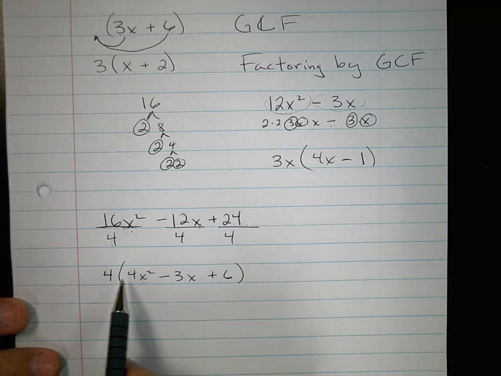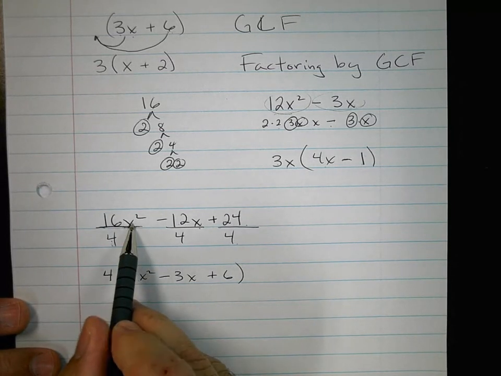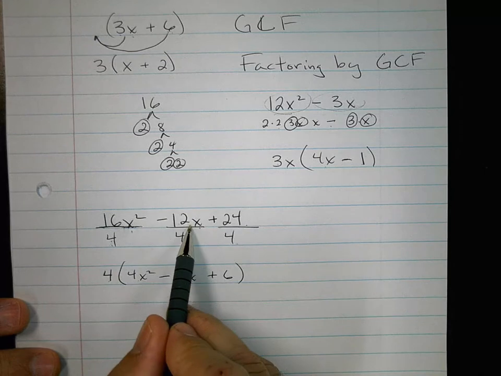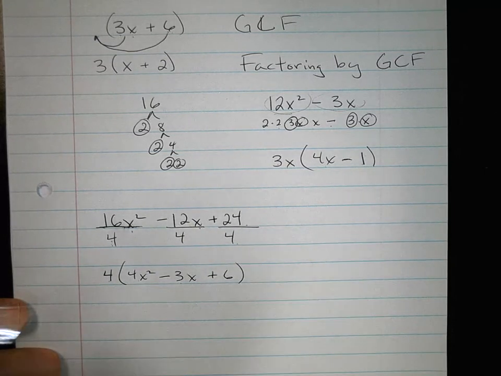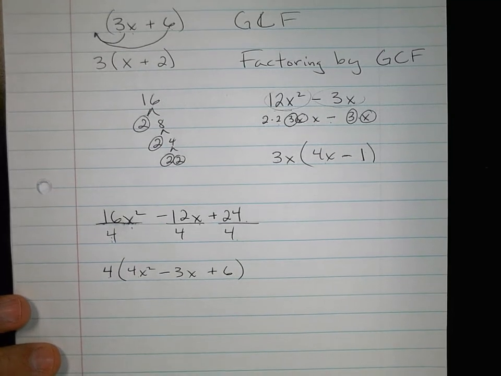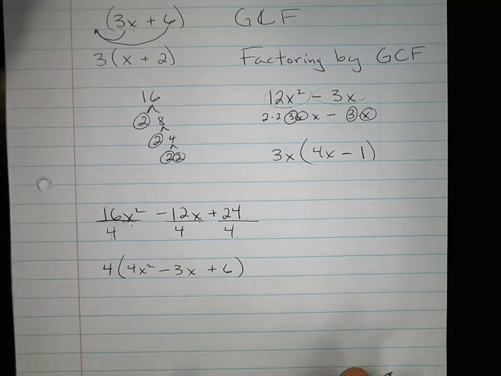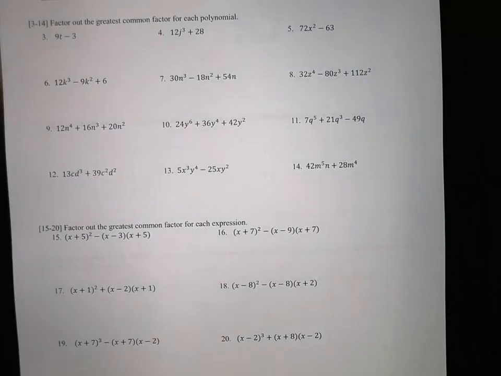And we can always check. 4 times 4x squared is 16x squared. 4 times negative 3 is negative 12x. And 4 times 6 is 24. So we got everything. And that is factoring by GCF. So let's do a couple of these together.